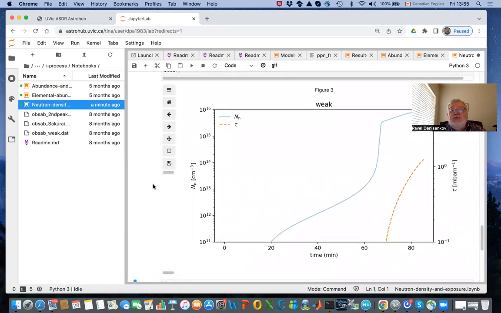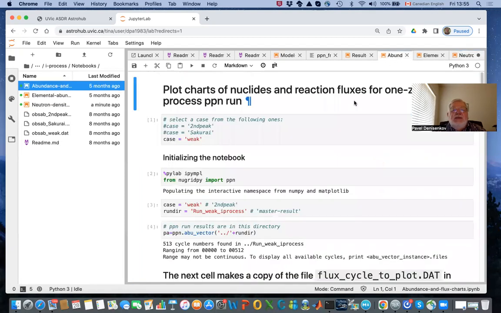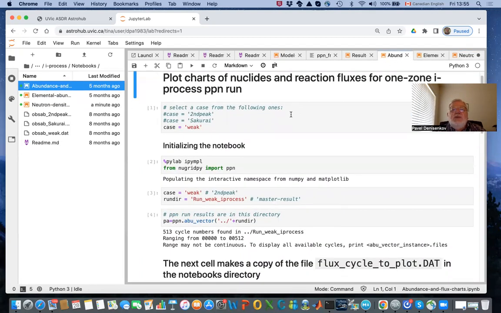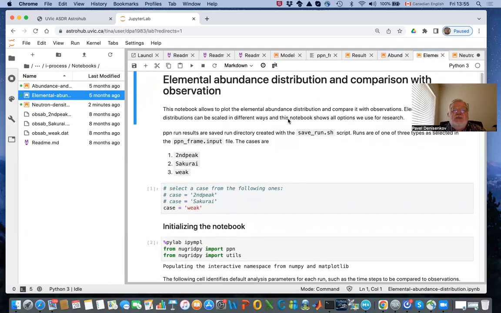So the same curves, but summarized on one plot. You can see this is neutron exposure on the right axis and neutron density on the left axis. Now let's go to this notebook. Plot charge of nuclides and reaction fluxes for one zone I process calculations. Okay. Or let's go to first elemental abundance distribution comparison with observations.